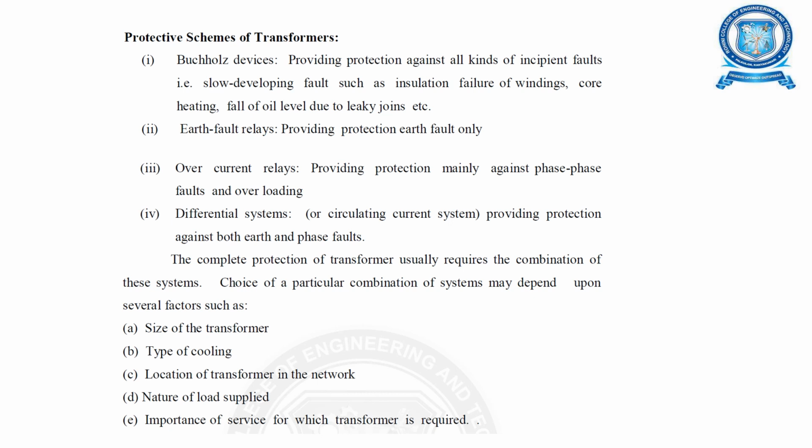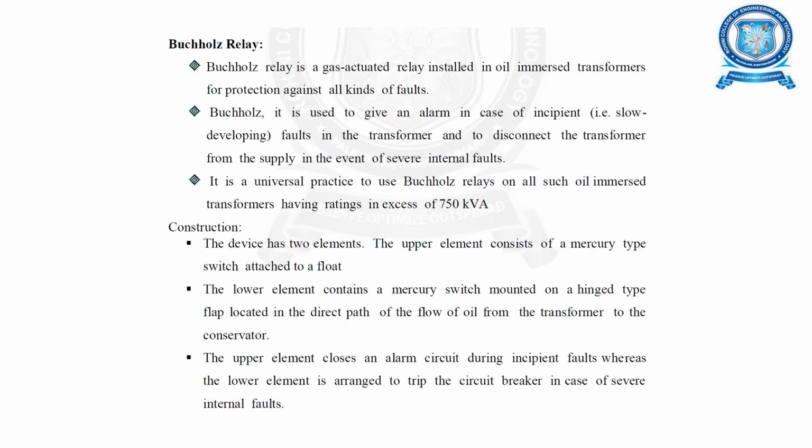Protection schemes of transformers: Buchholz devices provide protection against all kinds of incipient faults, that is, slow developing faults such as insulation failure of windings. Earth fault relays provide protection against earth faults only. Overcurrent relays provide protection mainly against phase-to-phase faults. Differential relays provide protection against both earth and phase faults. The choice of a particular combination of systems may depend upon several factors: size of transformer, type of cooling, location of the transformer in the network, nature of load supplied, and importance of service for which the transformer is required.